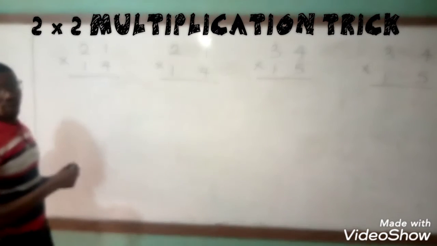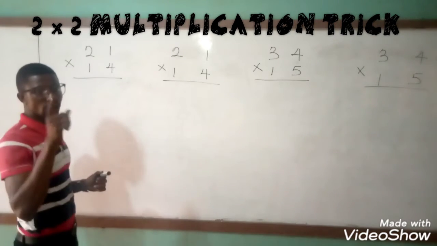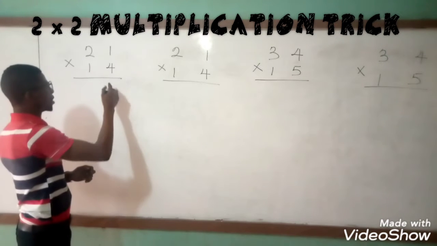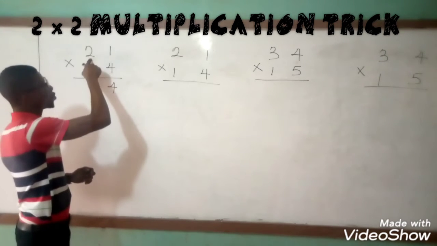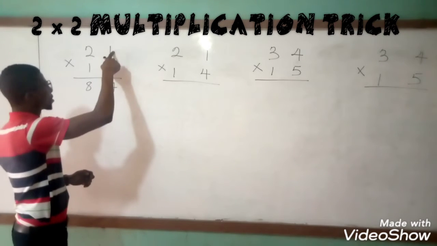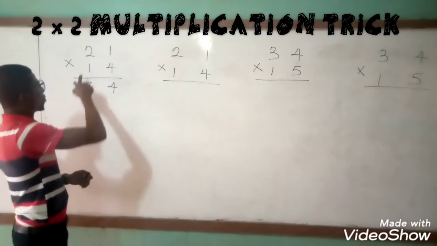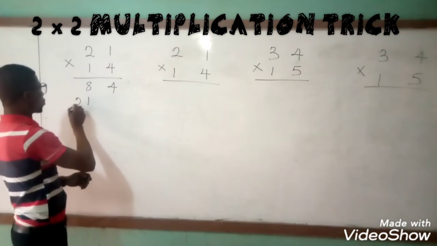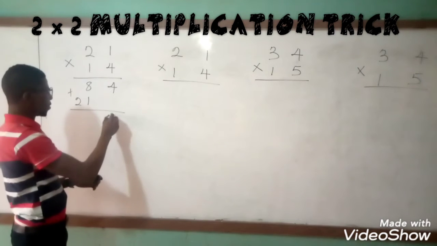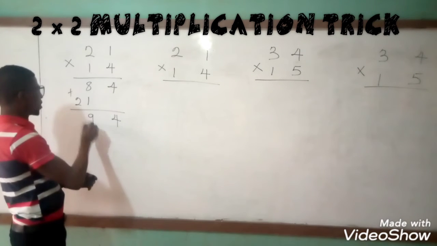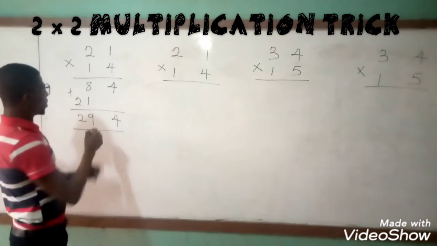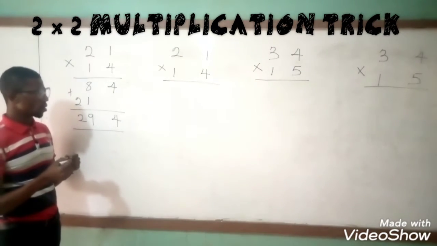In school, you were taught that 4 times 1 is 4. 4 times 2 is 8. 1 times 1 is 1. 1 times 2 is 2. And after that, you sum them up. This gives us 4, this gives us 9, and this gives us 2. At the end of the day, you have 294.